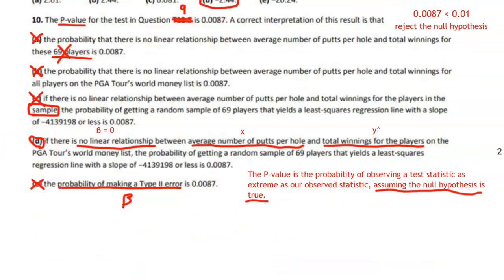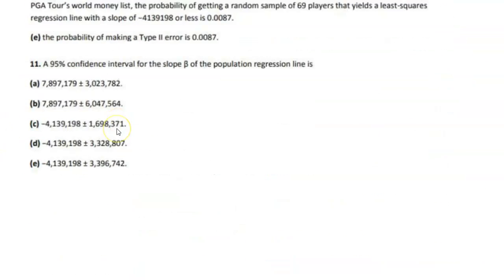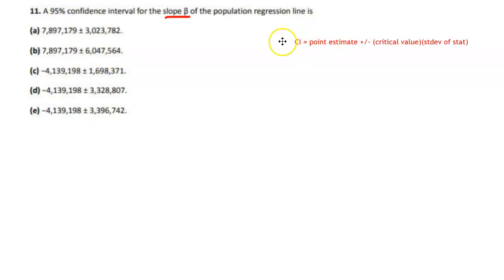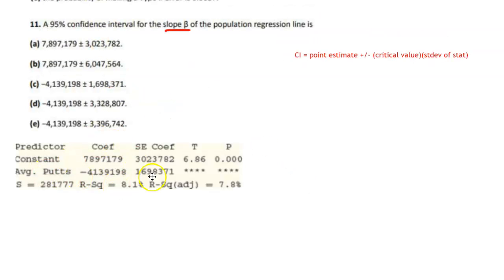Moving on to question number 11. A 95% confidence interval for the slope beta of the population regression line is, well, here we go. We start out with the point estimate and then add and subtract the margin of error, which means we go back to our computer printout and figure out what the point estimate was, what the critical value is, and what the standard deviation of the statistic is. And I'm pulling that in here for reference.